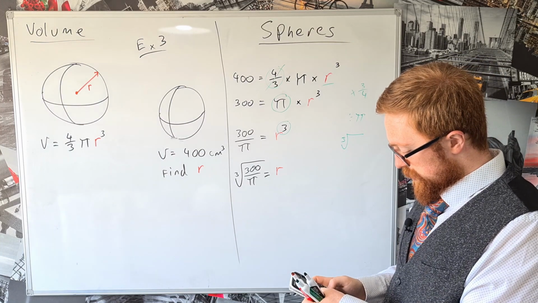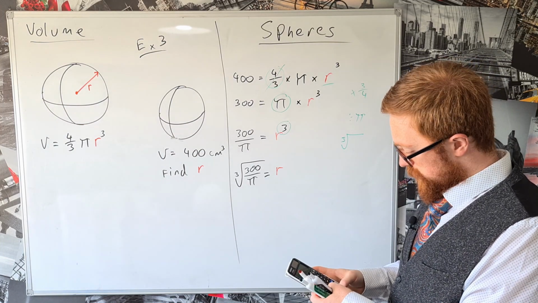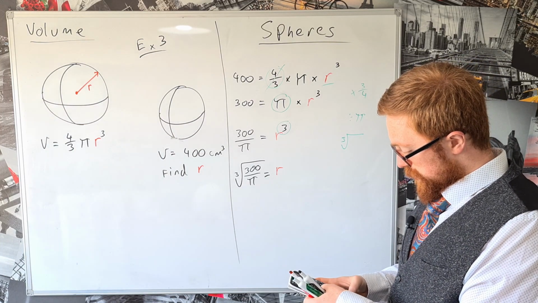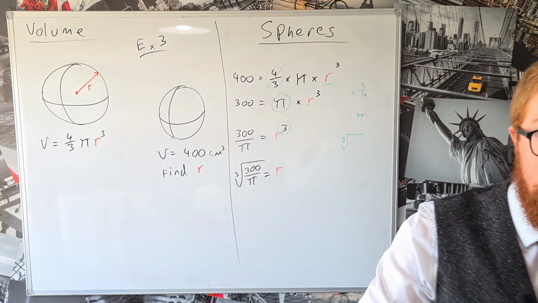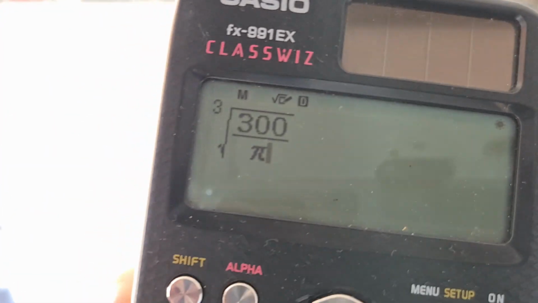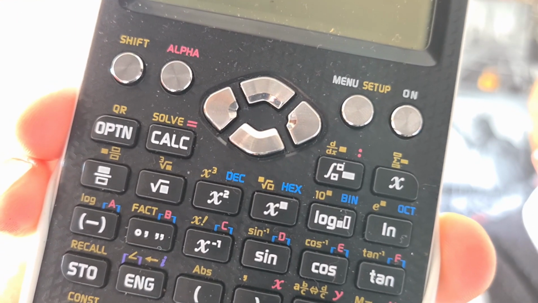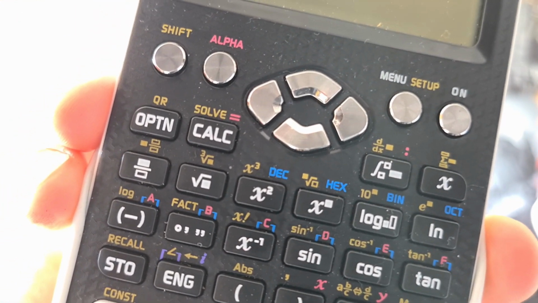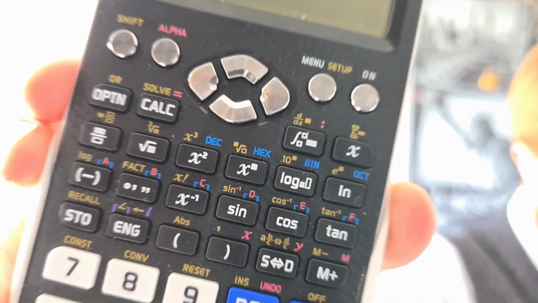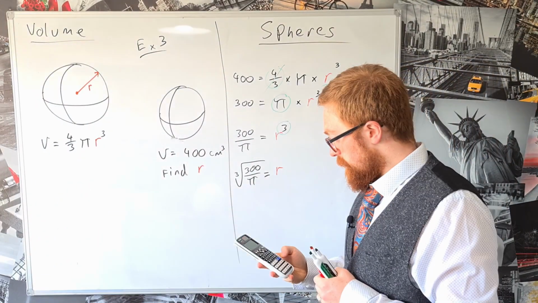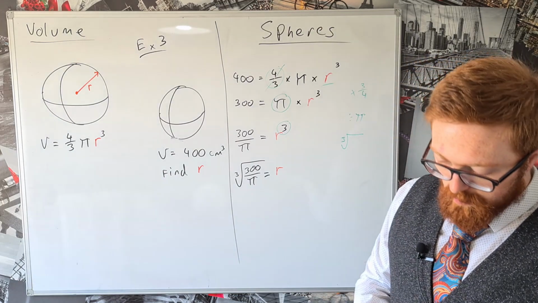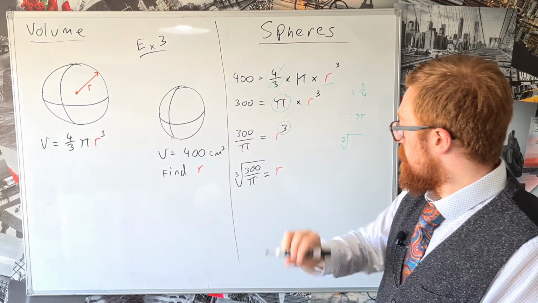So again, cube root of 300 over pi. I'm typing it in exactly as it turns up, cube root of 300 over pi. And the cube root button, if you're unsure, is just above the square root button. It's the yellow one. So you press shift and then square root, and you get the cube root button. And that gives you 4.57.